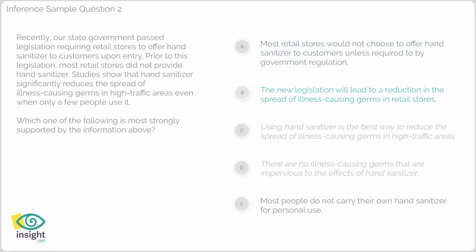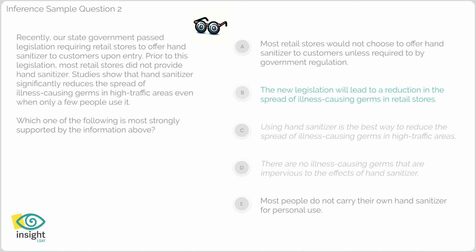Let's try B. The new legislation will lead to a reduction in the spread of illness-causing germs in retail stores. This seemed sort of promising in the first pass, but I also recognized in the first pass that I would have to think a bit more about it in order to figure out the connection. Let me do that now. How is this supposed to work? Let me try the skeptic's perspective. The new legislation will lead to a reduction in the spread of illness-causing germs in retail stores. Why should I believe that?